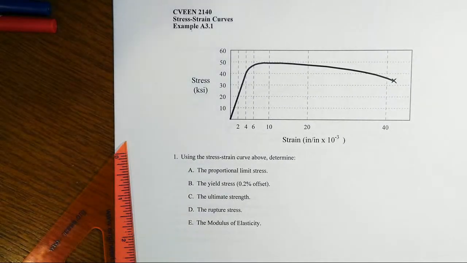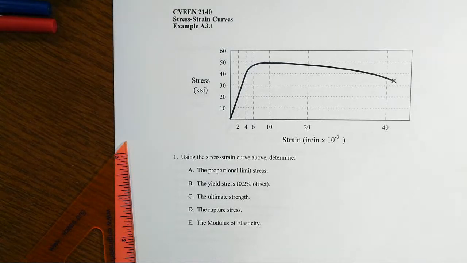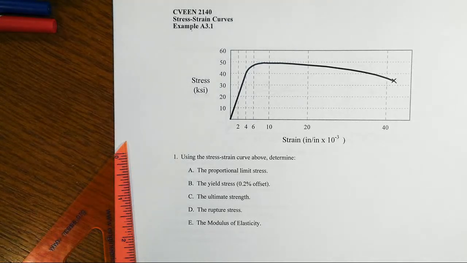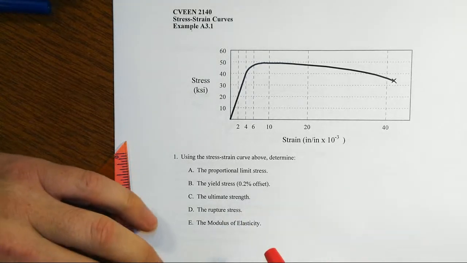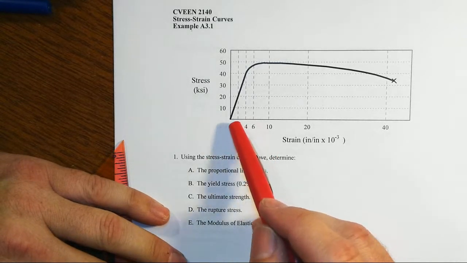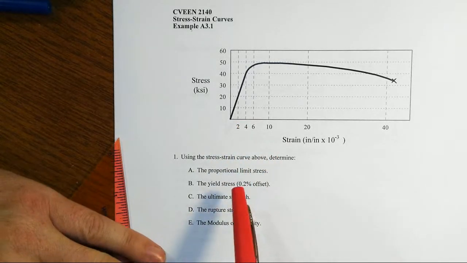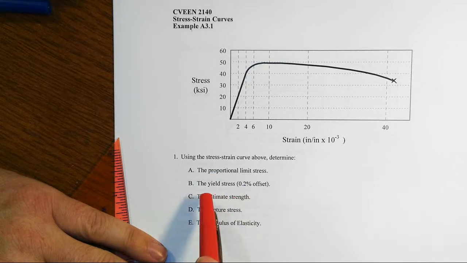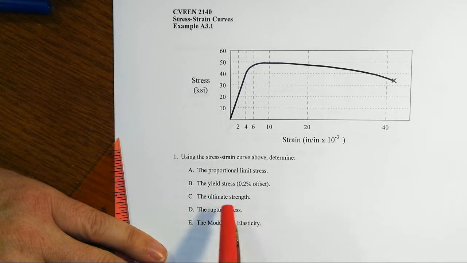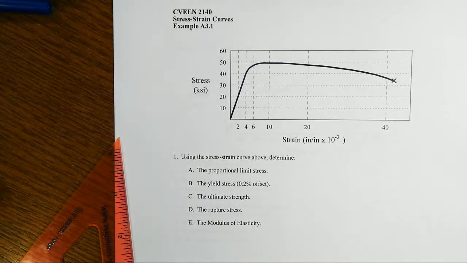In this example, we are going to apply our new understanding of the basic and different mechanical properties that are of interest in our design of structures. All right, so we're given a stress strain curve for a particular material. We've got the proportional limit stress we're going to be asked to go find, the yield stress, the ultimate strength, the rupture stress, and the modulus of elasticity.